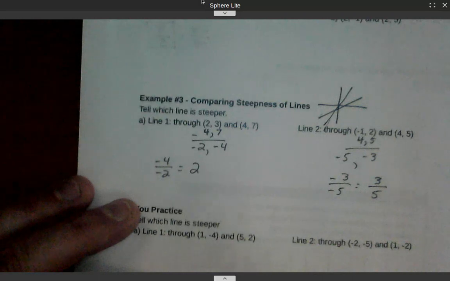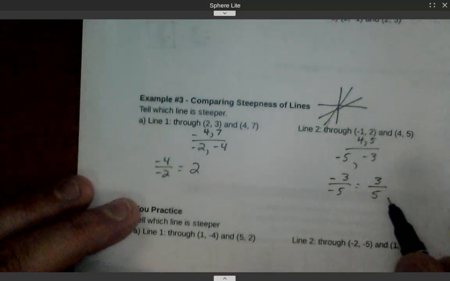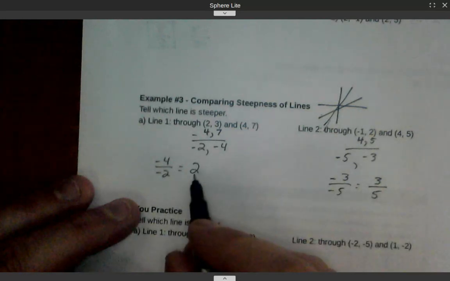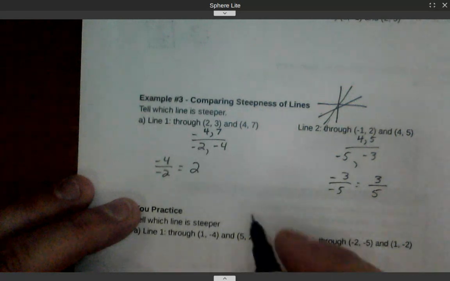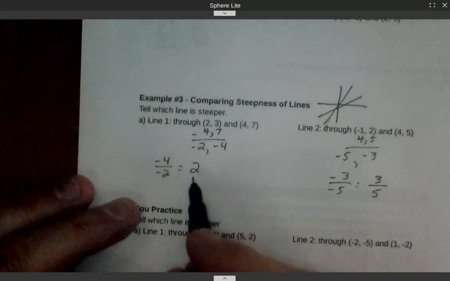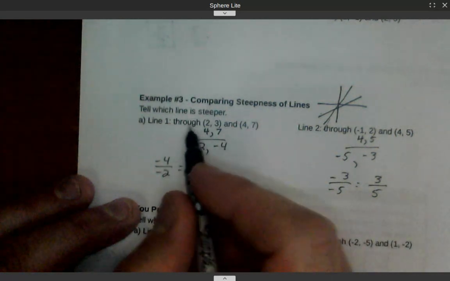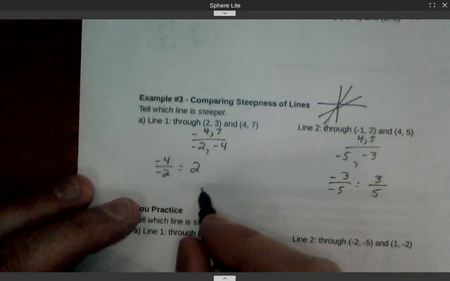Now, the bigger number will have the steeper slope. I should say the bigger absolute value number will have a bigger slope. So the absolute value of 2 is 2. The absolute value of 3/5 is 3/5. So the one that is steeper is the bigger number that we have. So in this case, line 1 is steeper.